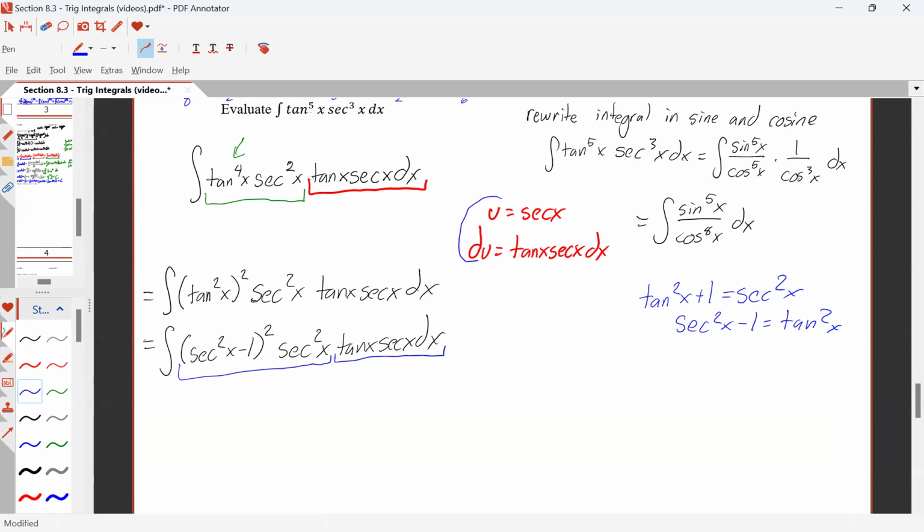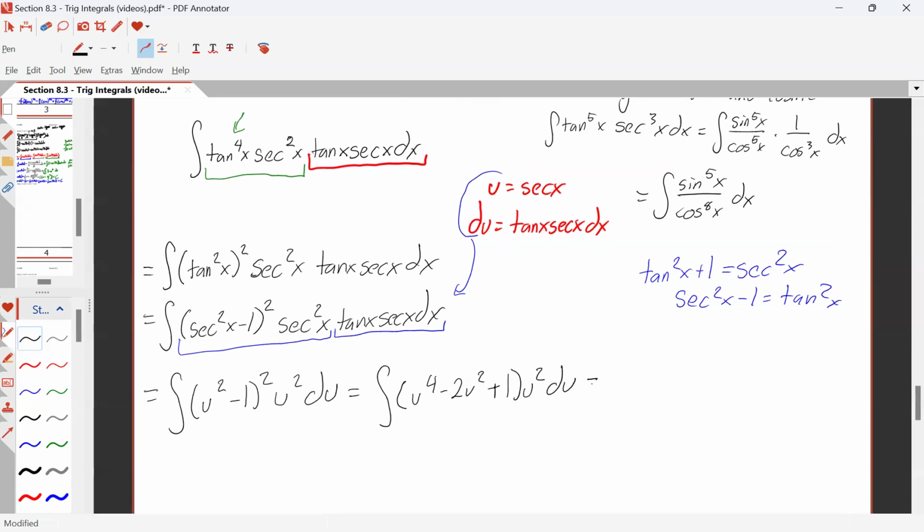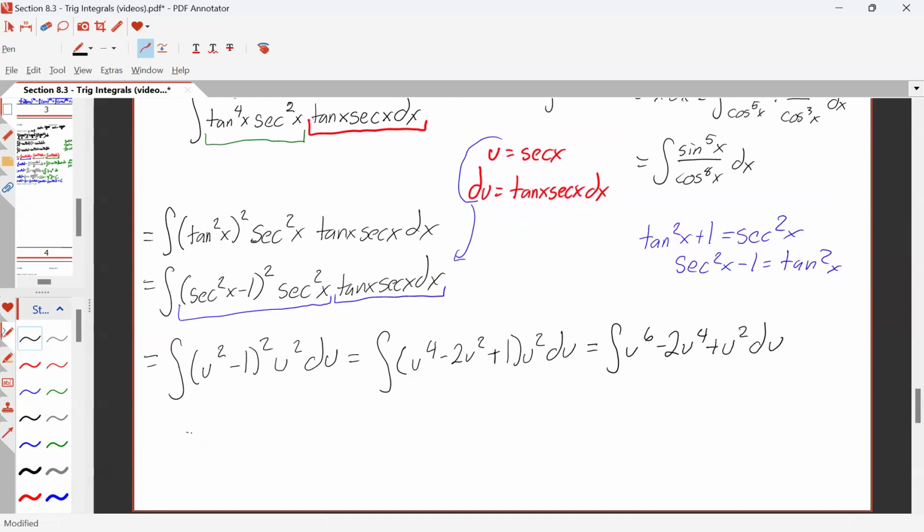So we can apply this u substitution to get the integral of u squared minus 1 squared times u squared du. Foiling everything out, this is going to be u to the fourth minus 2u squared plus 1 times u squared du. And that is u to the sixth minus 2u to the fourth plus u squared du. And we can easily integrate that.